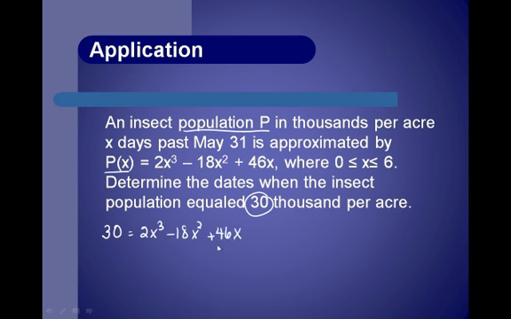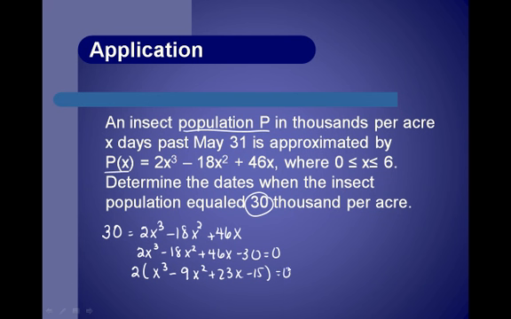To solve this, we're going to set it equal to 0. So we're going to subtract 30 from both sides, and we're going to figure out how to solve this equation. Well, we could try doing it by factoring. We could factor out a 2 and divide both sides by 2. We'd get x to the third minus 9x squared plus 23x minus 15. Then when we divide both sides by 2, that 2 out there cancels. Still, we've got to solve the polynomial x to the third minus 9x squared plus 23x minus 15.